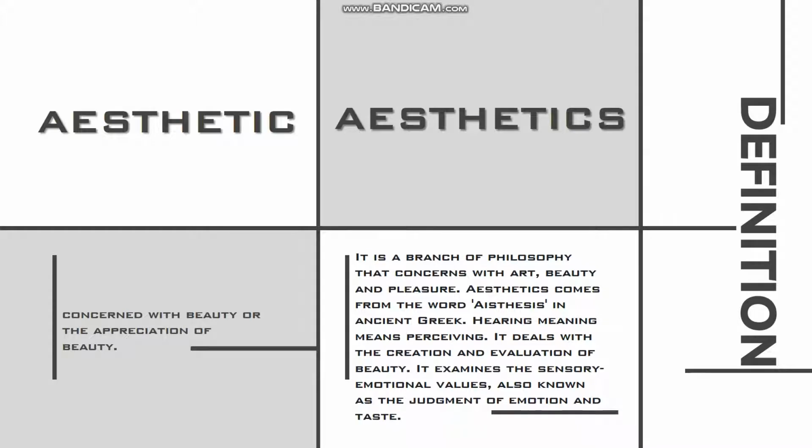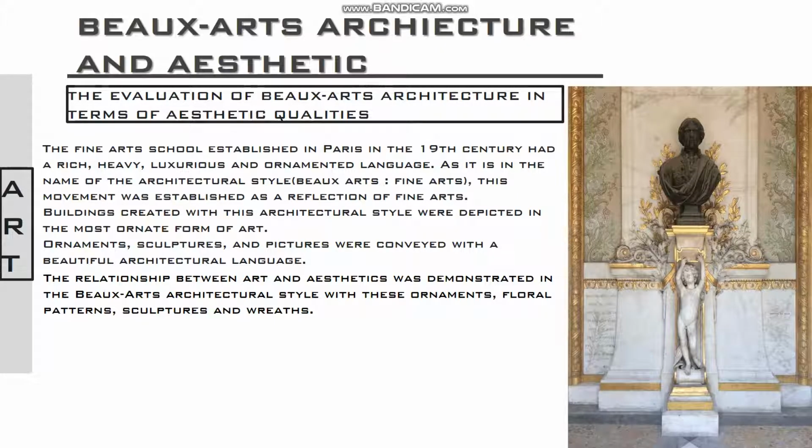So what is aesthetic? Aesthetic is concerned with beauty or the appreciation of beauty. On the other hand, aesthetics is a branch of philosophy concerned with art, beauty, and pleasure. The fine art school established in Paris in the 19th century had a rich, heavy, luxurious, and ornamented language.